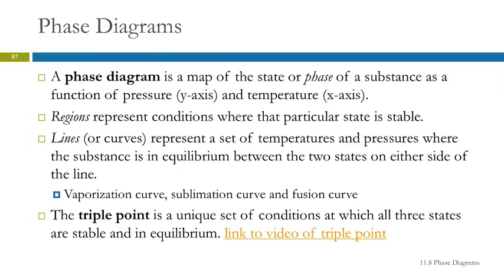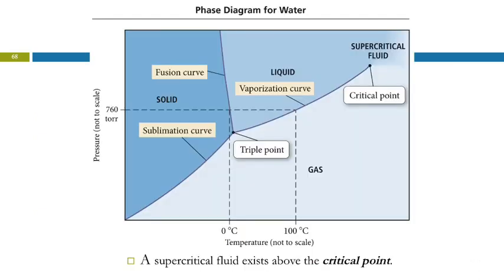Phase diagrams. A phase diagram is like a map that shows us what state, or phase, a substance is in at different pressure and temperature areas. So we graph pressure on the y-axis and temperature on the x-axis, and I'll just give you a peek here. This is a phase diagram for water. Pressure here, temperature here, and this is not to scale.